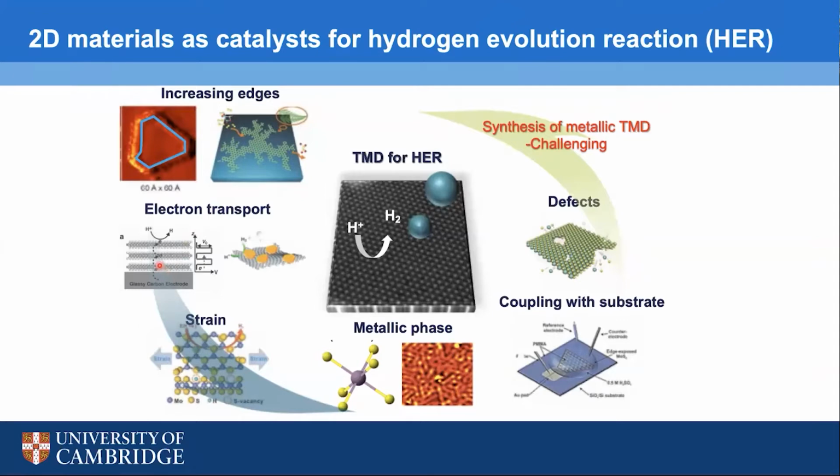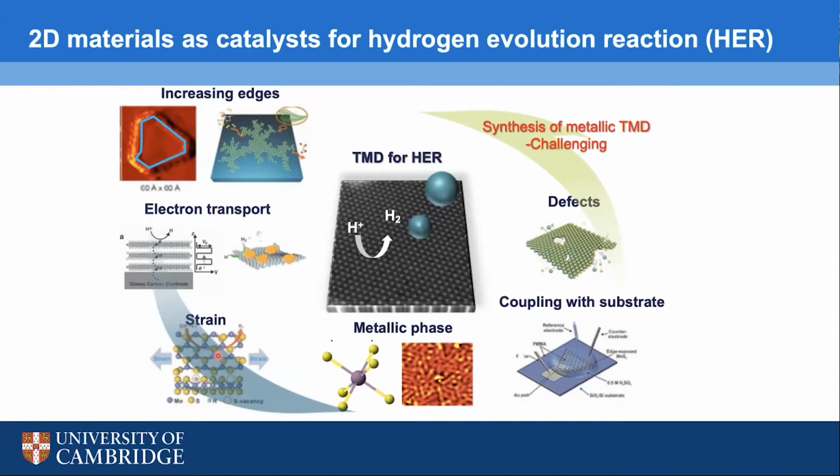So we know that the edges are metallic, but the rest of the flake is a semiconductor or even an insulator relative to the edges. And so you need to create pathways for the electrons that are injected from the support to go to the edges where the catalytic reaction can occur.